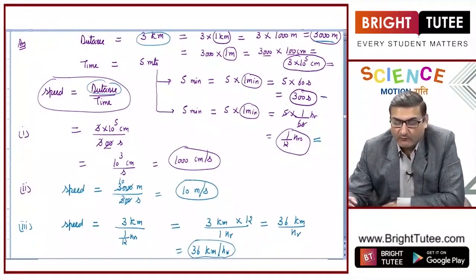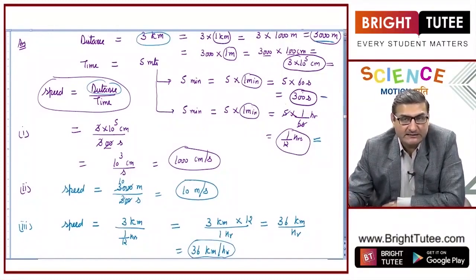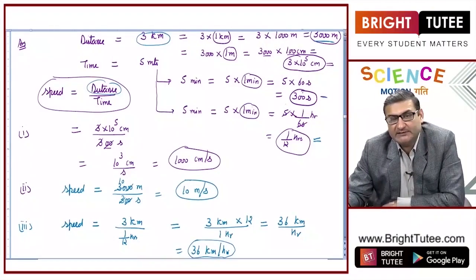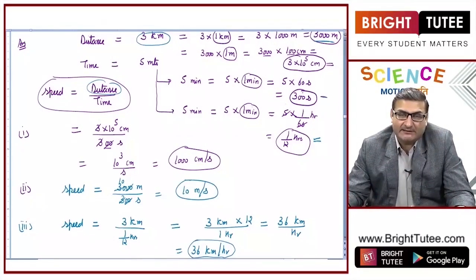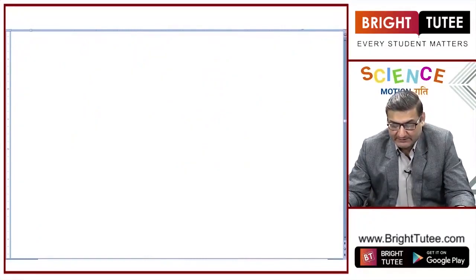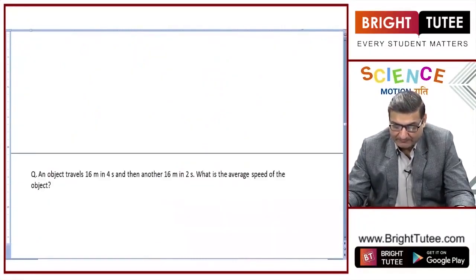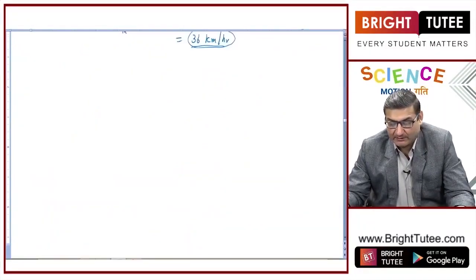You see how we convert the units, the bigger units into smaller, or vice versa, the smaller units into bigger ones. Got it? So this is the first type of question that may come to us, that we will be given a particular distance covered and a particular time. We have to just calculate the speed with different units. Got it? Now let us take another example.